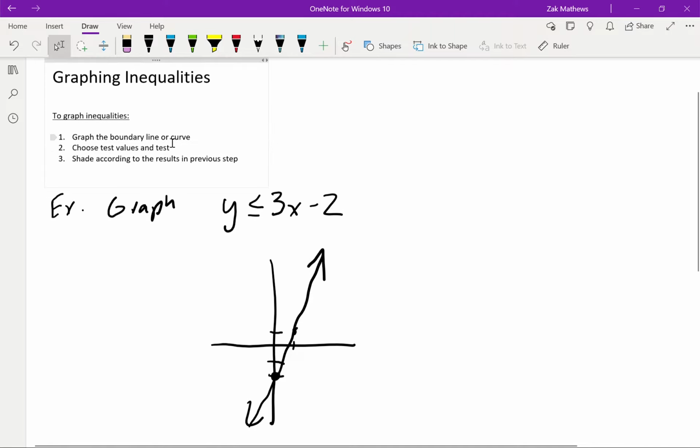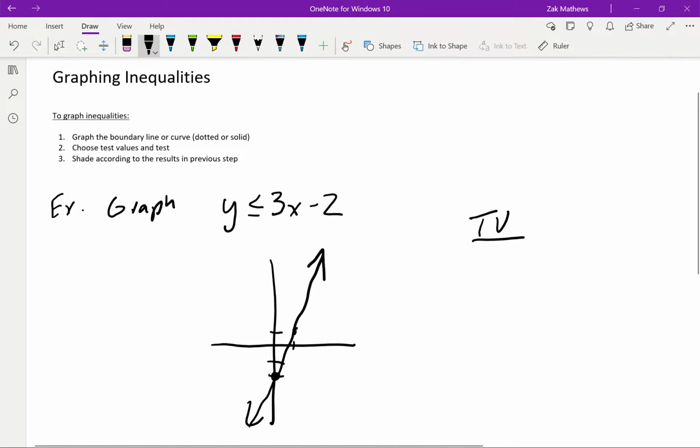Now, one thing I want to note on this, number one, pay special attention to dotted or solid lines. So we're going to look at this more as we go through examples today. But if we have an equal to bar, we're going to use a solid line. If we have no equal to bar, if it's strictly y is less than 3x minus 2, we would have a dotted line. And so make sure that we are indicating that line or curve correctly with the dotted or solid line. Now I'm going to choose some test values.